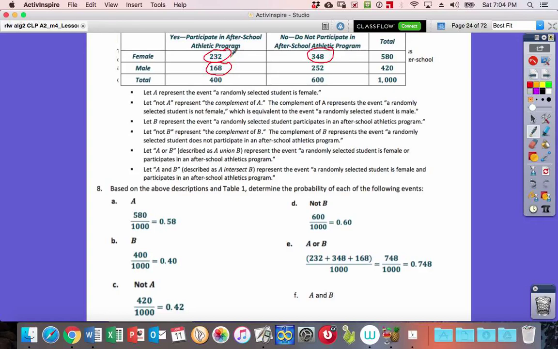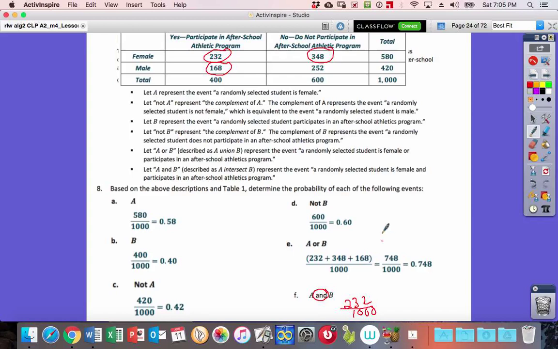Do you see we don't add that 232 twice? They're either female, and the only other possibility is male and participating. Okay, now if you look at and, both things must be true. They have to be female and they have to participate. So it's going to be just 232 over 1,000.